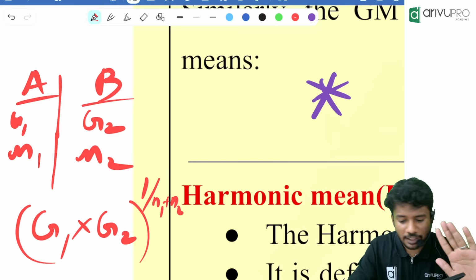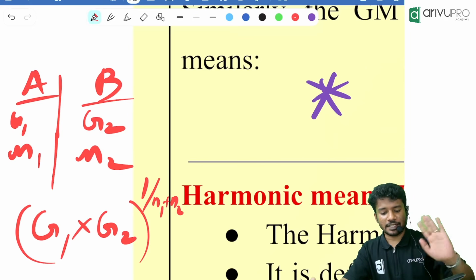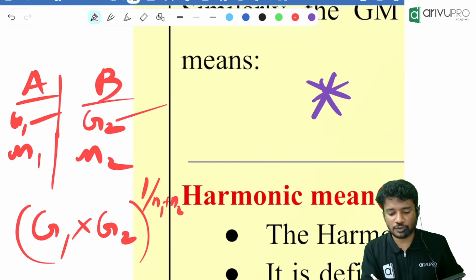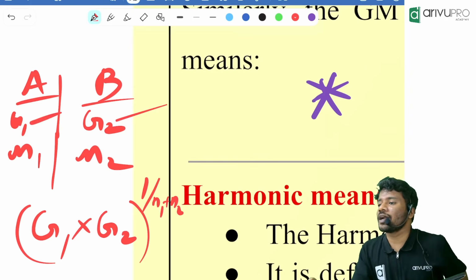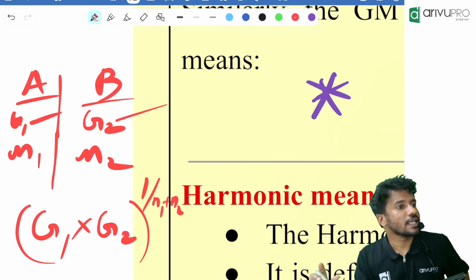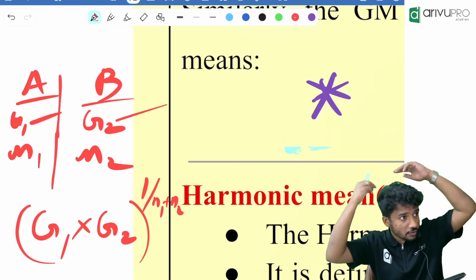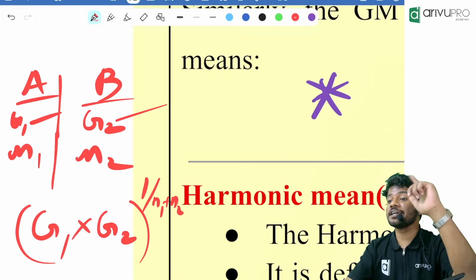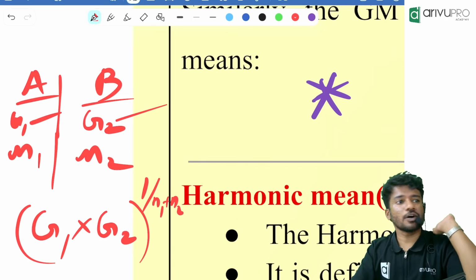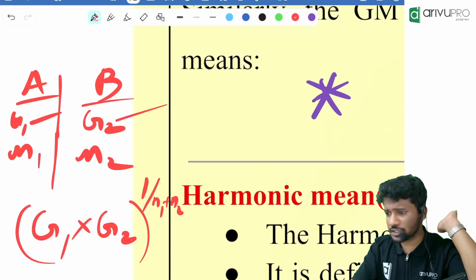Got it, Bhavdharani? Just put some values. Then take the product of G1 into G2, then raise it to 1 divided by N1 plus N2. That is the combined geometric mean. But you don't need to study that.